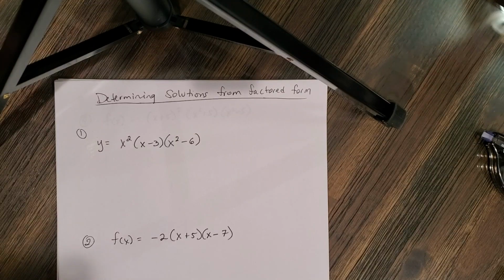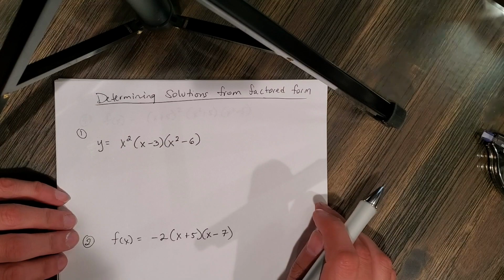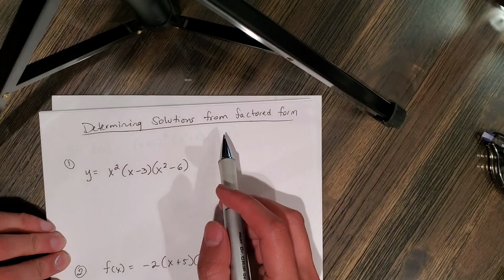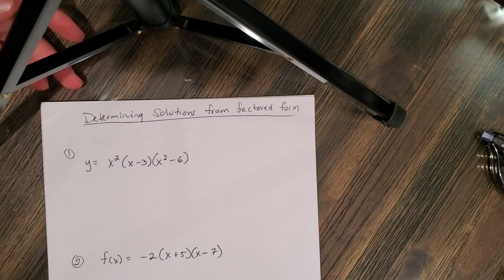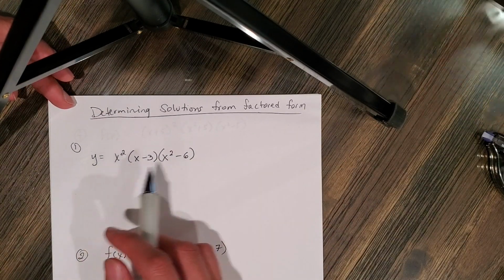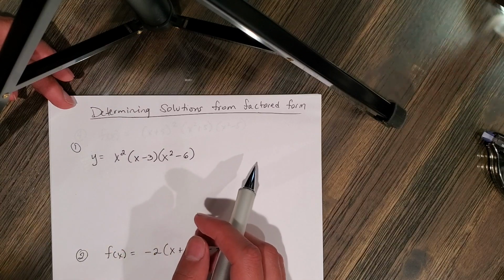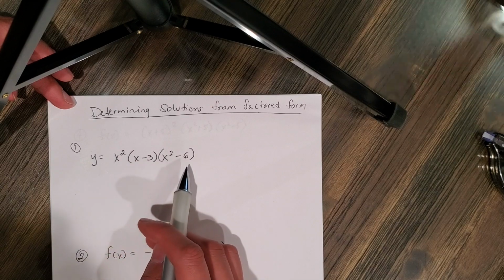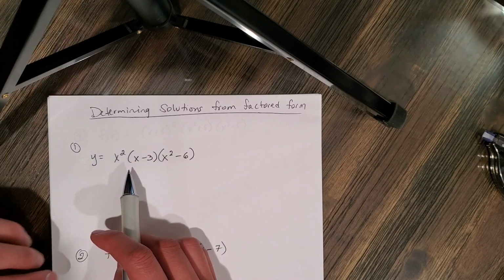All right, guys, only 4 problems to go over. So let's get started. Determining solutions from factored form. All of these today will have already been factored for you, so you don't get the expanded form or standard form of the polynomial equation. You get the factored form, okay?